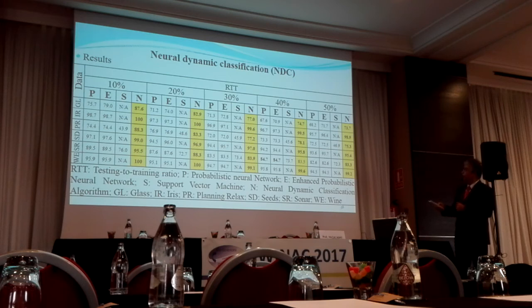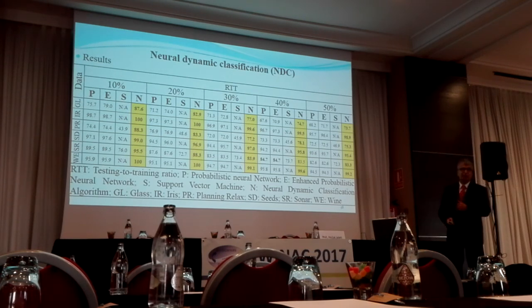With other classification algorithms, here we have used RTT, different testing to training ratios. P stands for probabilistic neural network. E stands for enhanced probabilistic neural network. S stands for support vector machine. And N stands for the new neural dynamic classification algorithm. So you can see that in almost all cases, we get the most accurate results.